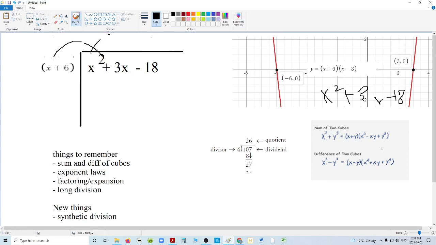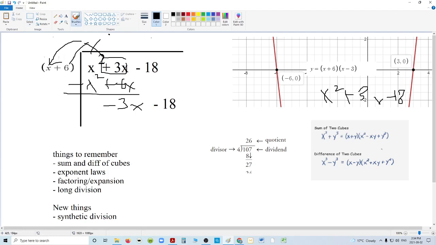So now when I take this x and multiply it here, I get x squared, which is what I want. And now I multiply it by the next term. I get plus 6x. And this is how you do long division. Now, like any long division, you subtract this part from this part. So clearly that's 0. And then plus 3x minus 6x becomes minus 3x. And then you bring down the minus 18, which is what you do in long division as well.